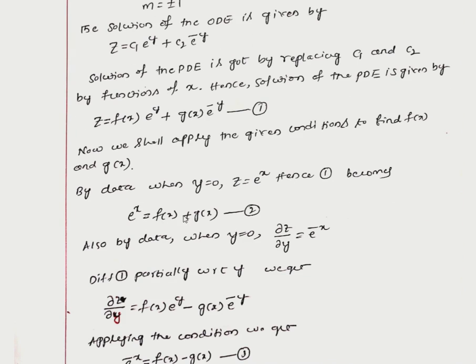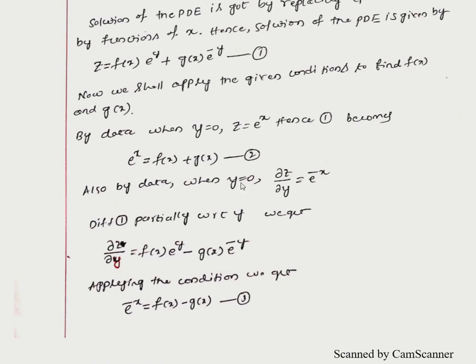1 into f of x is f of x plus, here y is 0, e power minus 0, e power 0. What is e power 0? 1. 1 into g of x, g of x. Call this equation 2. Also by data, when y is equal to 0, dou z by dou y is equal to e power minus x.